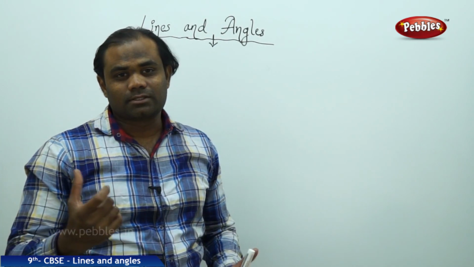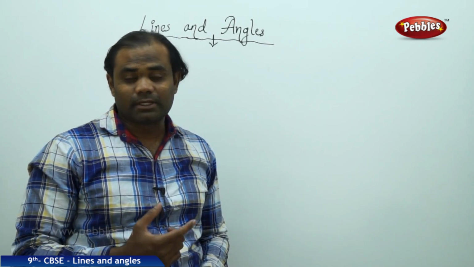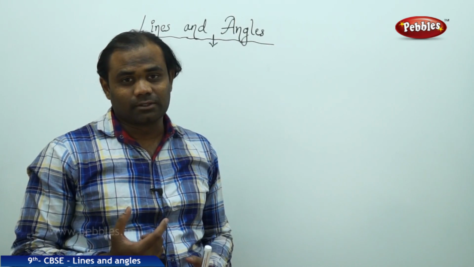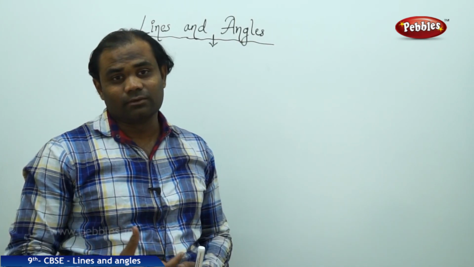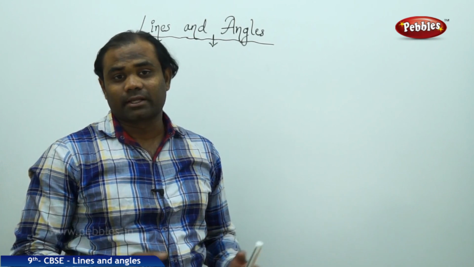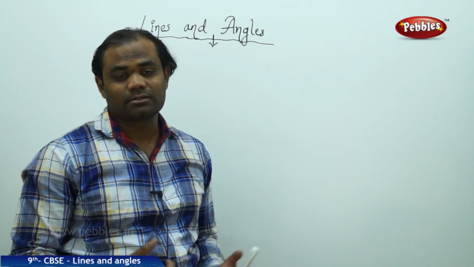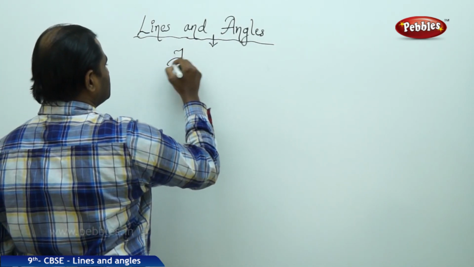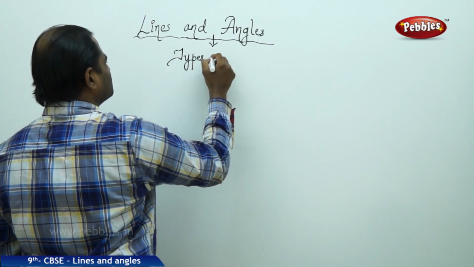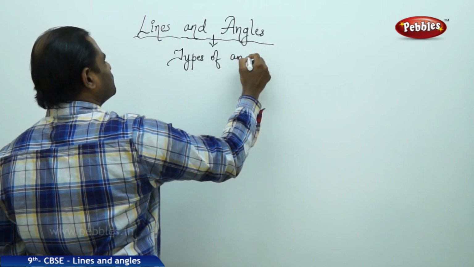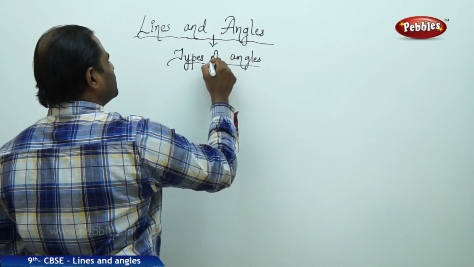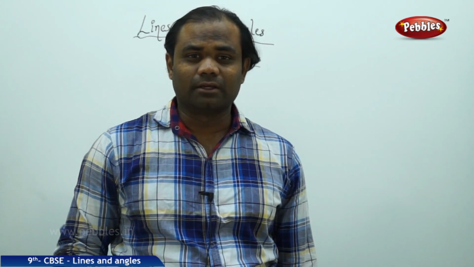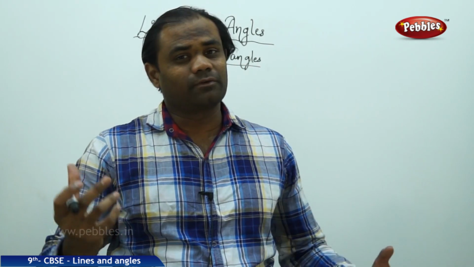Now that we have learnt some basic terms and properties in lines and angles, now comes the essentiality of recognizing the different types of angles involved when two lines intersect. Types of angles is the session about. Now that we have seen two different lines intersecting, they intersect in different ways.